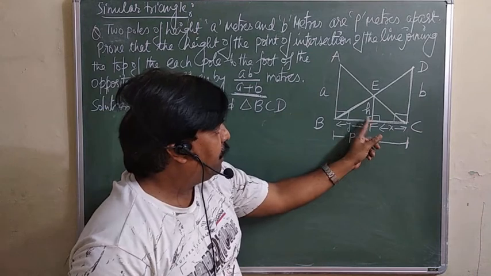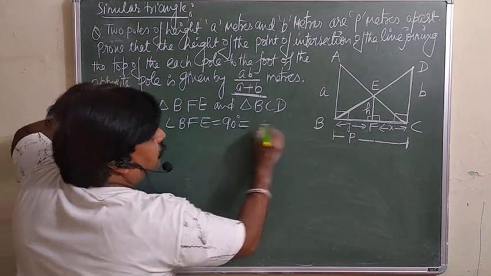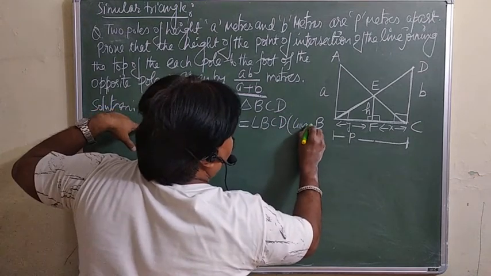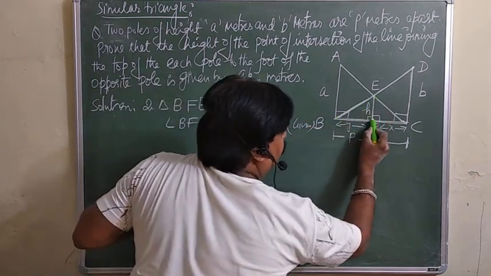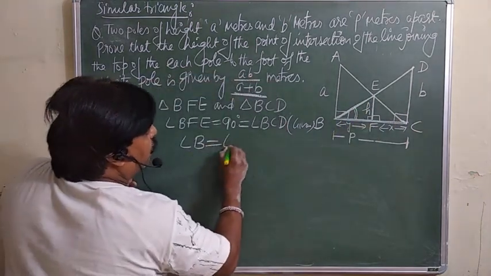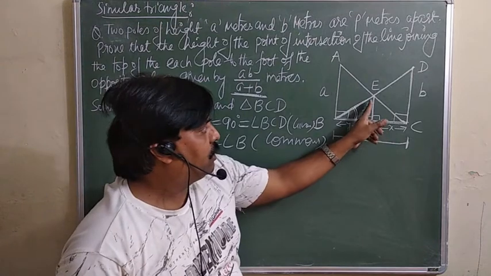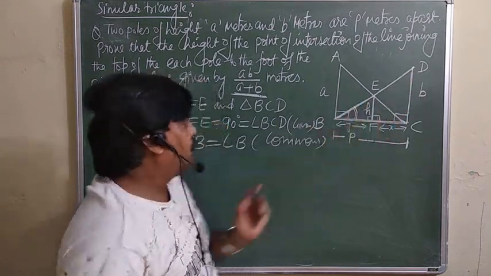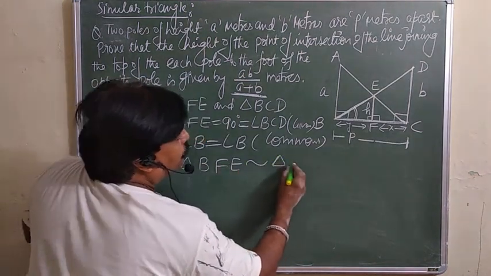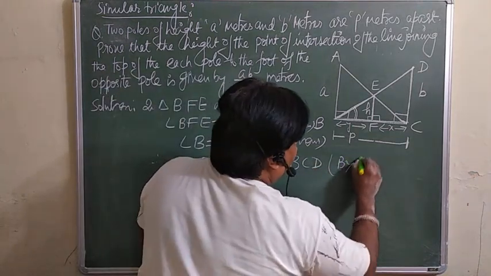So in this triangle this is 90. The angle BFE is already given 90 and this angle BCD is also 90. This is the information which is already given. And in triangles BFE and BCD, this is your common angle, angle B is equal to angle B, common in both the triangles. So automatically the third angle will also be equal. Therefore triangle BFE is similar to triangle BCD, by AAA similarity.